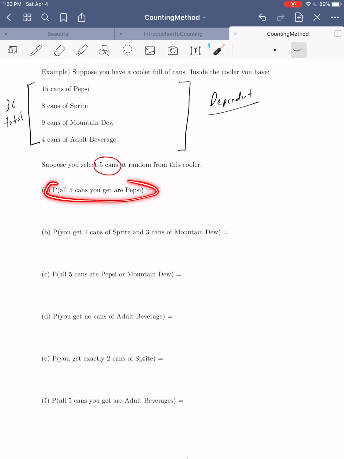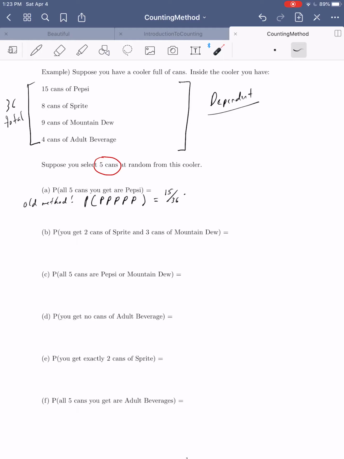So let's look at part A. Part A says we want to calculate the probability that all 5 cans you get are Pepsi. Now, we actually know a way of doing this, right? So let's look at the old method we have and convince ourselves that it's not really a desirable approach. The old method would be to say, okay, the chance that you get all Pepsis would mean that you'd have to get a Pepsi, then a Pepsi, then a Pepsi, then a Pepsi, and then one more Pepsi. The chance that the first one would be Pepsi would be 15 out of 36. So it would be 15 out of 36.